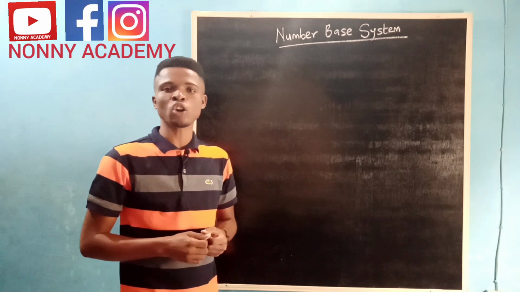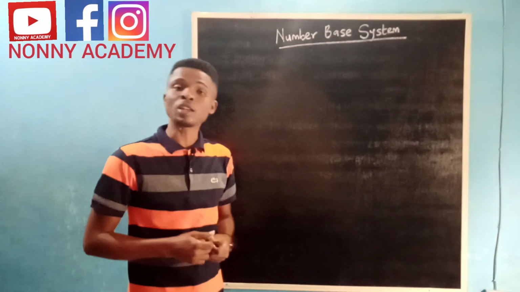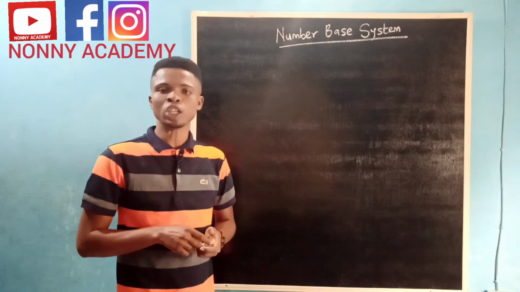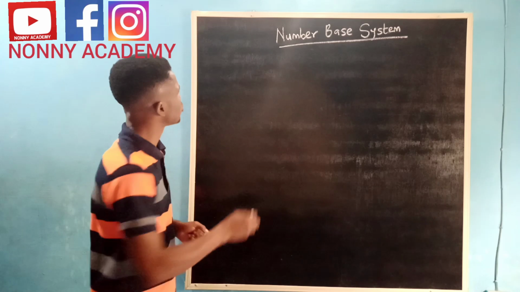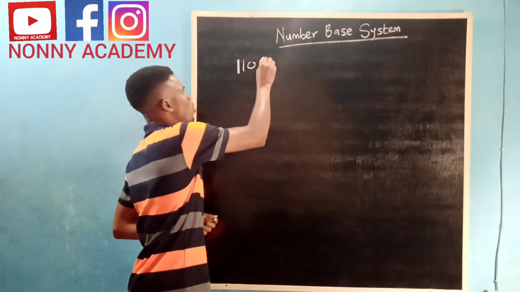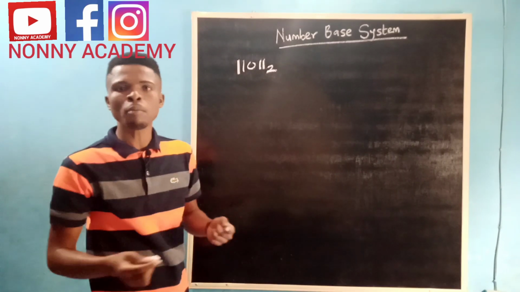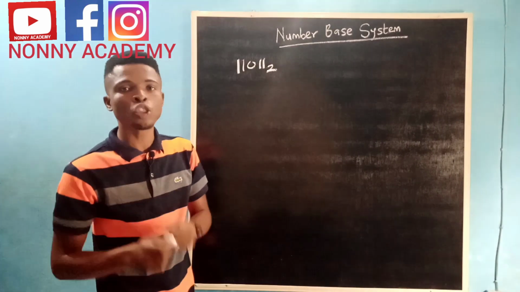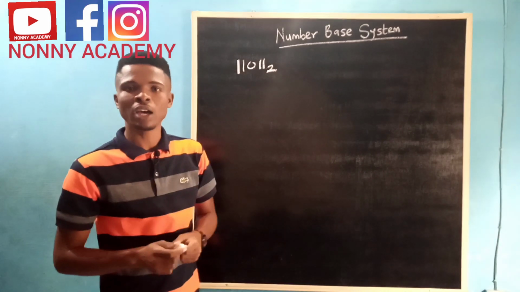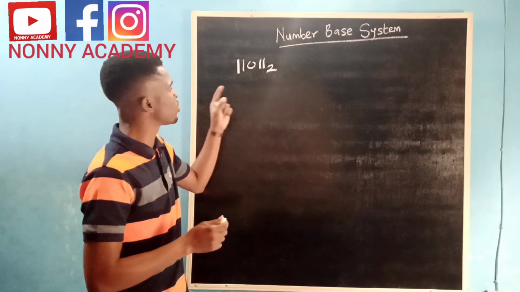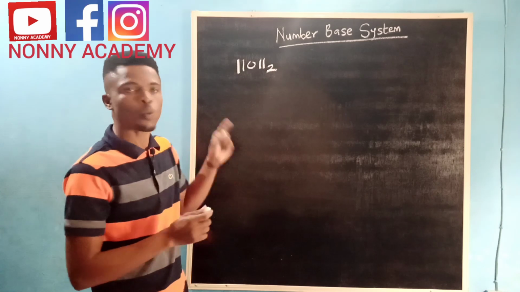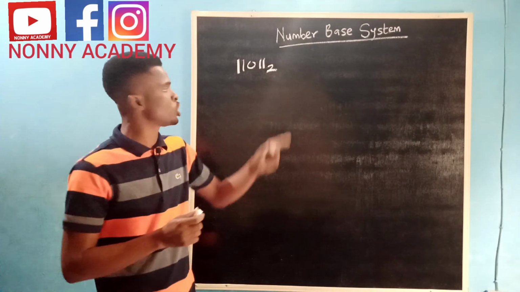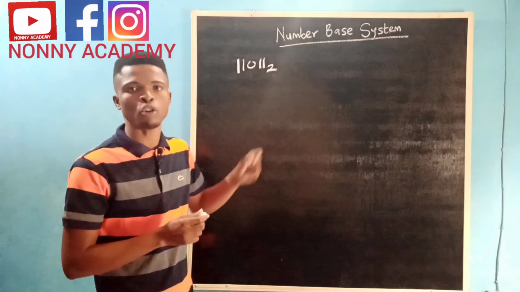Today I'll be taking you guys on number base system. Number base is a branch of mathematics that deals with the representation of digits into a specific base. For example, if we have 11011 base 2, the number 11011 is known as the digit, while the number 2 is known as the base. Now if you take a good look at this, you will notice that the digit 11011 is tagged to a specific base, which is 2. That makes this a number base.